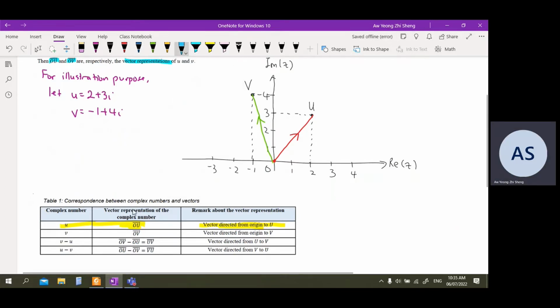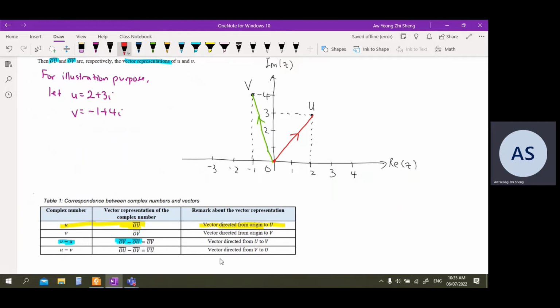Now, when we take the difference of two complex numbers, V minus U, we can also visualize V minus U as one single vector on the Argand diagram. If we take the complex number V minus U, the vector representation: because OU represents the complex number U and vector OV represents the complex number V, V minus U is naturally OV minus OU. It works this way, because OV represents V and OU represents U.